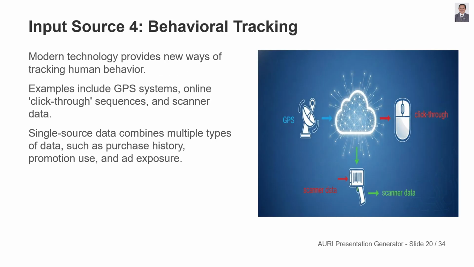Our fourth input source, behavioral tracking, uses modern technology to observe and analyze human behavior. These methods provide detailed and objective data beyond stated preferences. Examples include GPS systems for mapping movement and online click-through sequences for understanding website interactions. Scanner data, collected at points of sale, is also a valuable form of tracking.